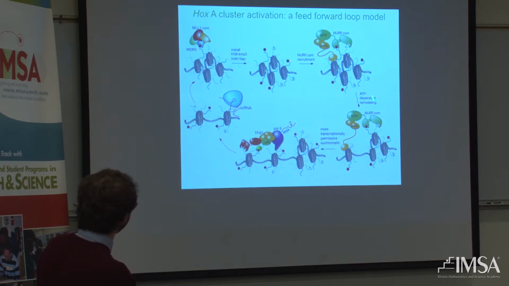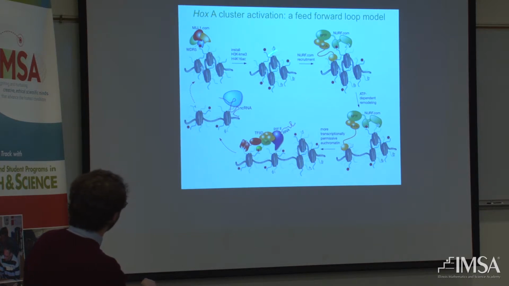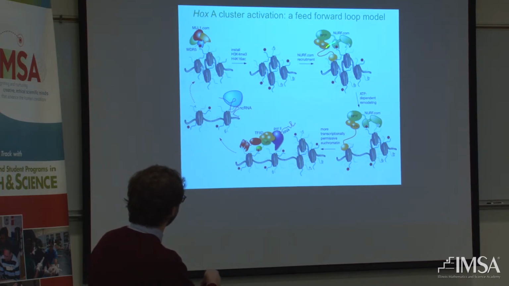So here's a cartoon version of Hox gene cluster activation. Somehow the MLL complex is recruited, and I could talk a little bit more about an aspect of that my lab is working on, understanding how this is recruited by non-coding RNA. This complex installs histone modifications, in particular H3K4, because it's a methyltransferase, but there's also an accompanying acetyltransferase activity that installs an acetylation on the H4 tail. This then recruits NURF, and NURF then remodels that region of the locus, making it more transcriptionally permissive.